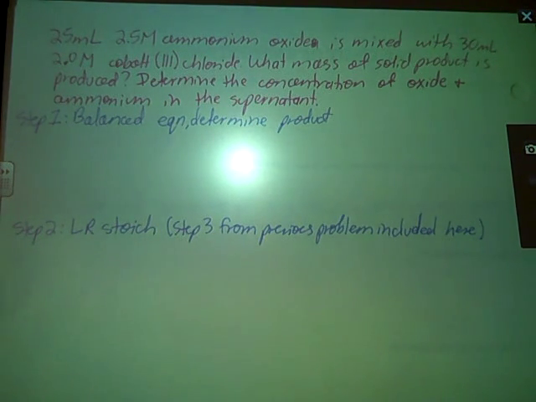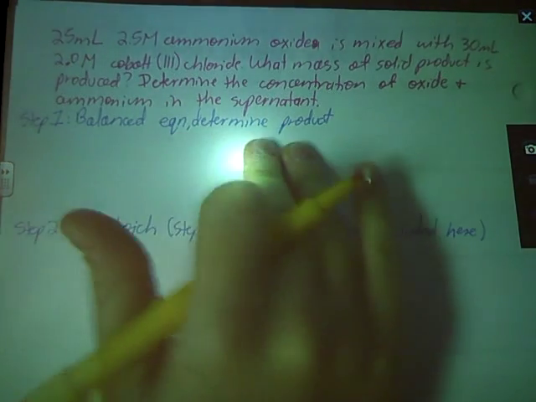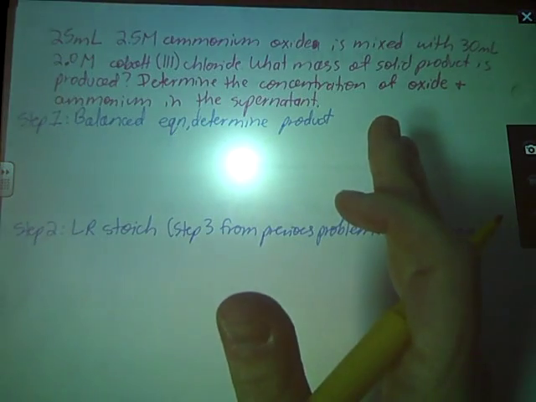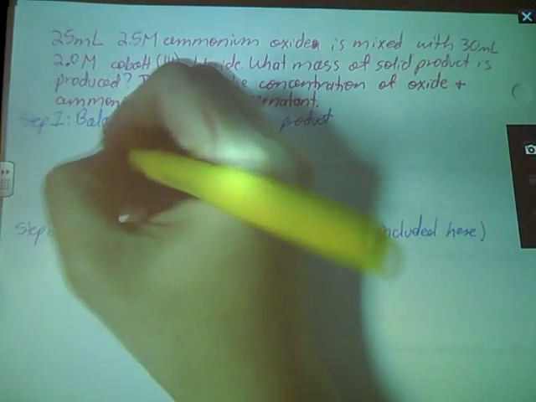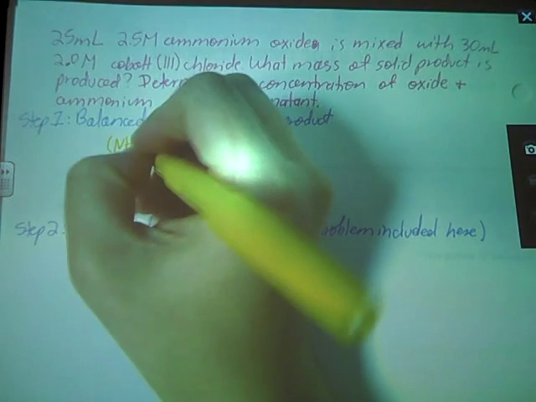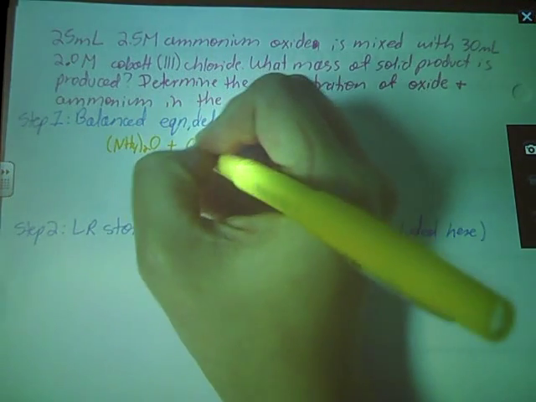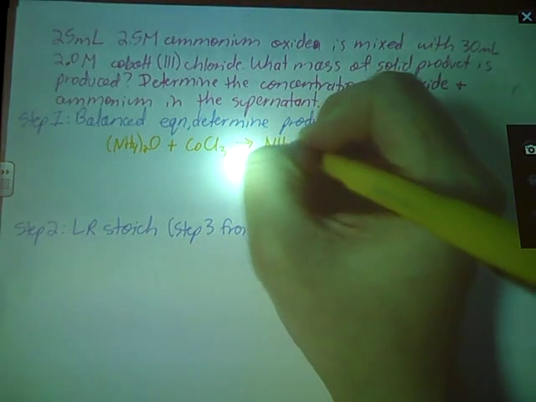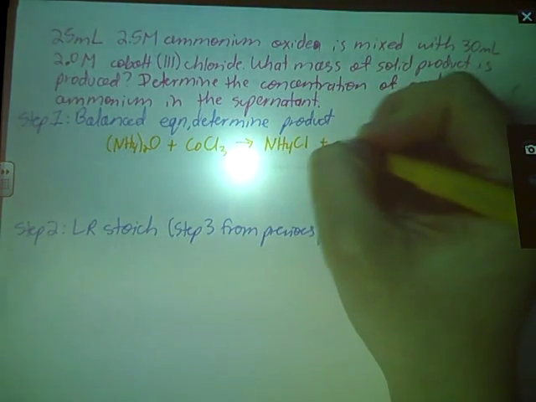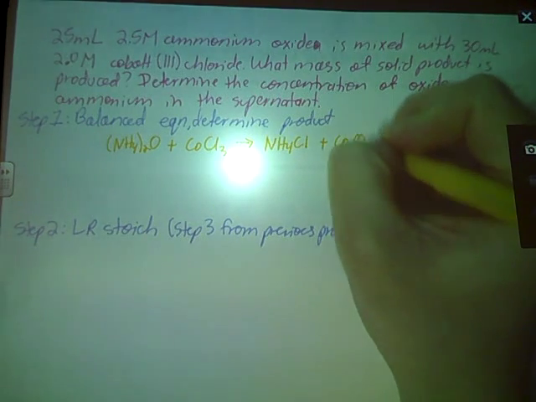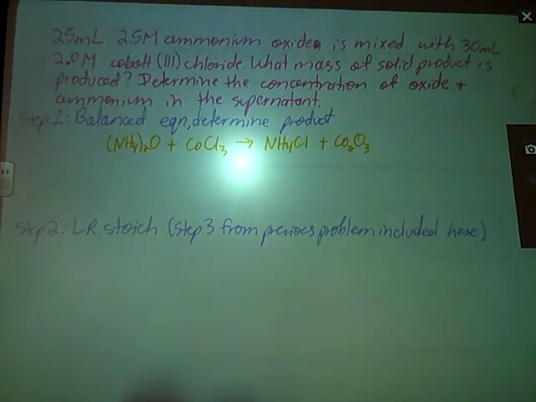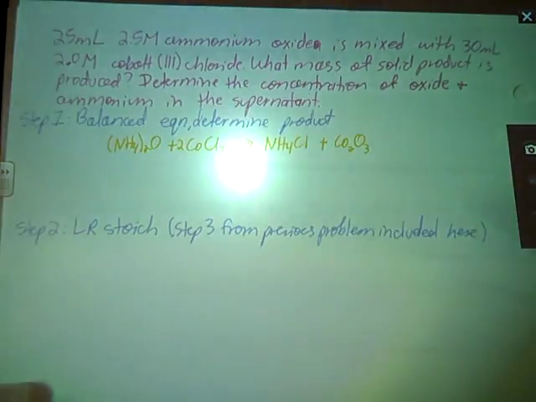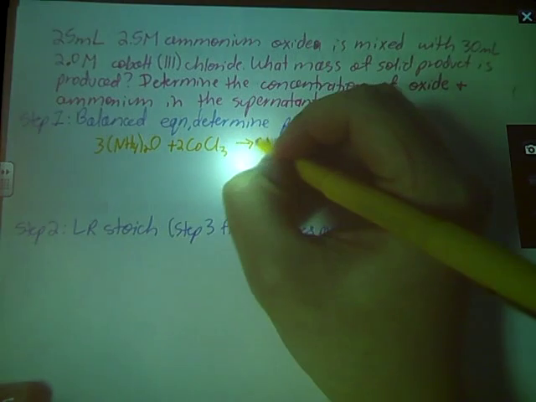So, step one here is the same as per usual. We need a balanced chemical equation to allow us to determine what that solid product is anyway. So we have ammonium oxide reacting with cobalt chloride, make ammonium chloride and cobalt oxide. Let's balance that. Let me see. We're going to need 2 of these, and 3 of these means I need 6 of these. Cool.